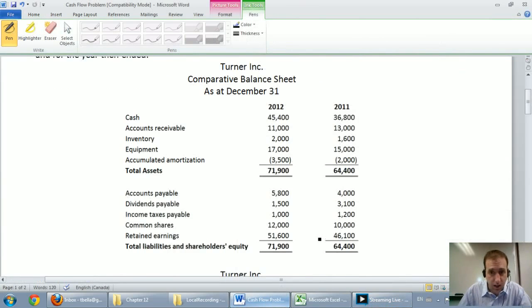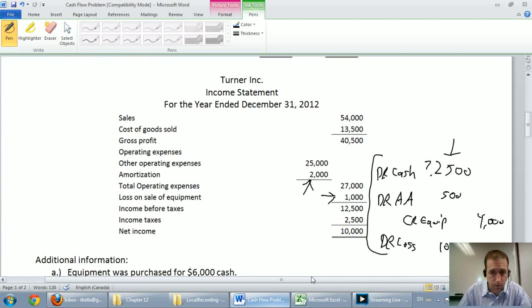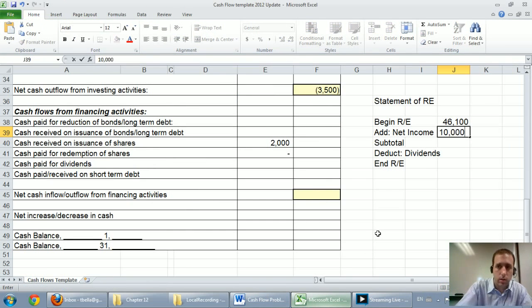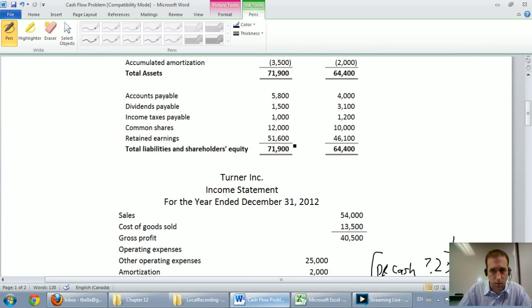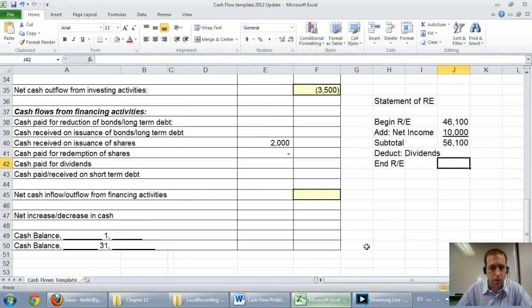We're going to add net income. Our net income comes from the bottom of our income statement. It was 10 grand. We're going to subtotal $56,100. We're going to deduct dividends. That we don't know, but we do know our ending retained earnings. Our ending retained earnings was $51,600. So we can infer our dividends. Our dividends is just the difference between 56.1 and 51.6. The difference is 4,500. So that is the amount of our dividends.